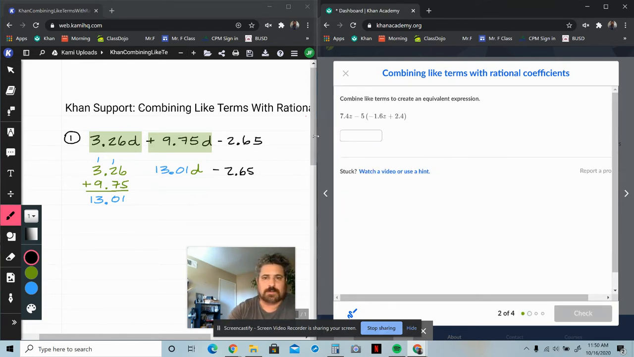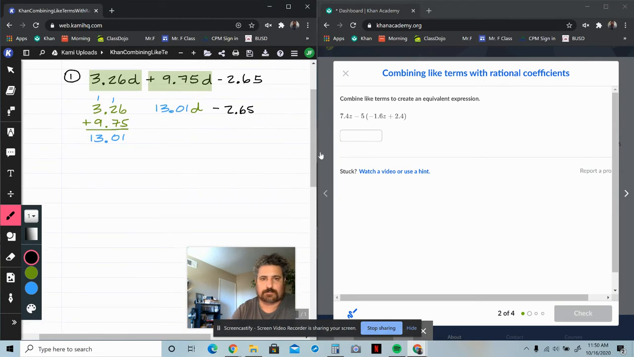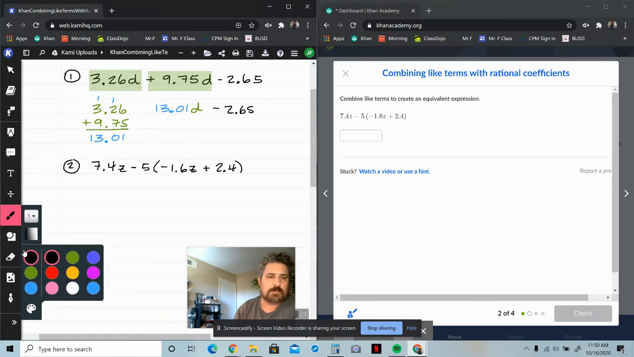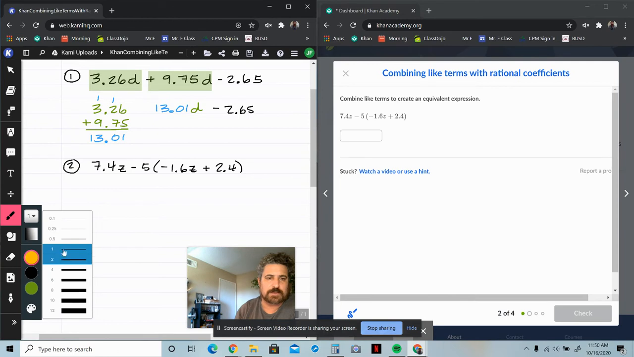Okay, let's do one more example here, number two. So for number two, you're going to do the same exact process. This is 7.4z minus 5 times the quantity of negative 1.6z plus 2.4. This one requires you to distribute. So remember how that kind of works. You're going to have to be thoughtful about how you do this.